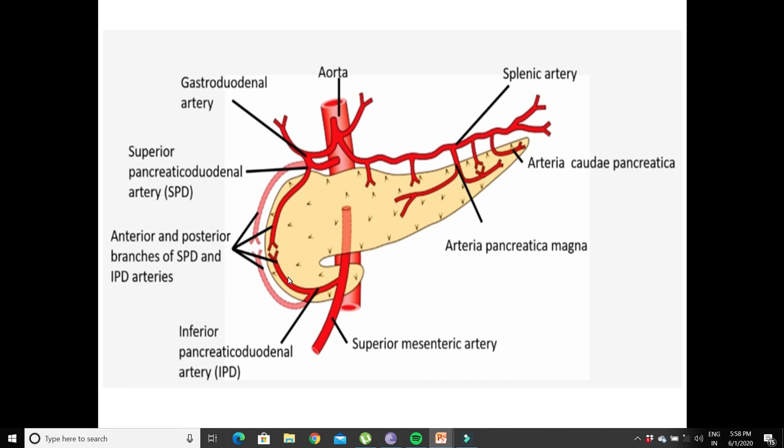What else you can see? You can also see the splenic artery, and one of the arteries gets large, and the name is arteria pancreatica magna. Magna means big. That is from the splenic artery.